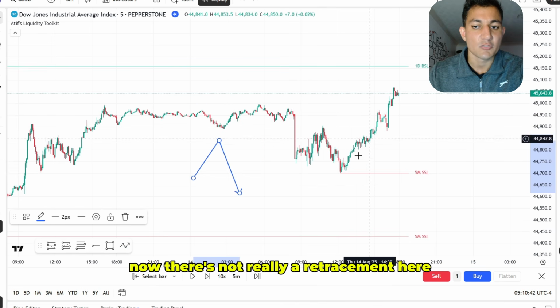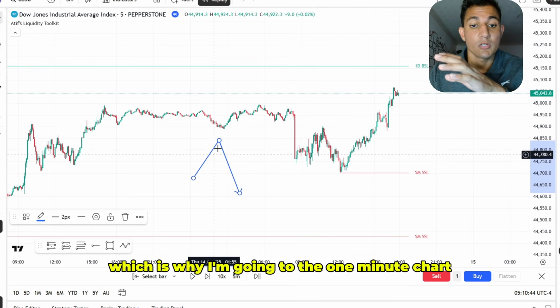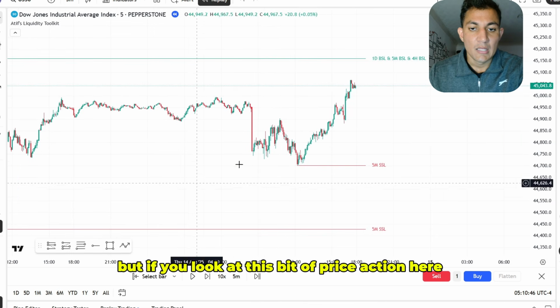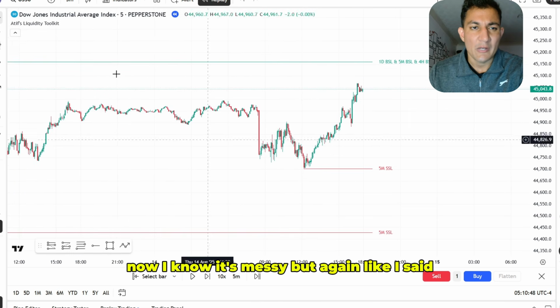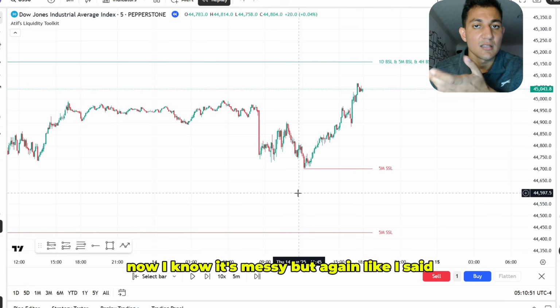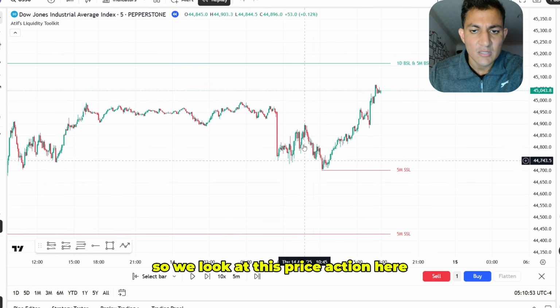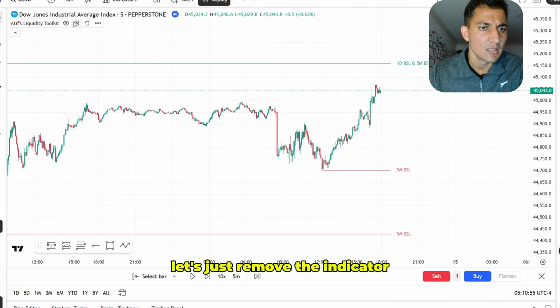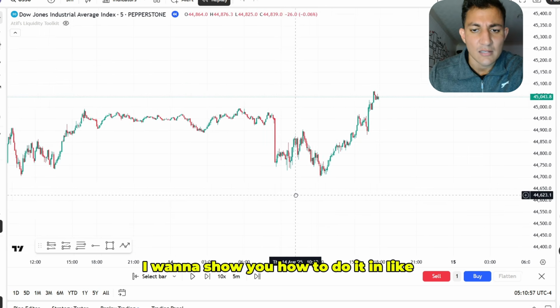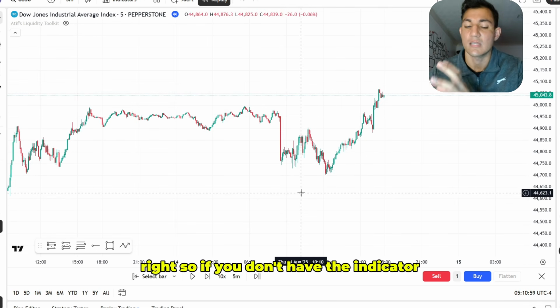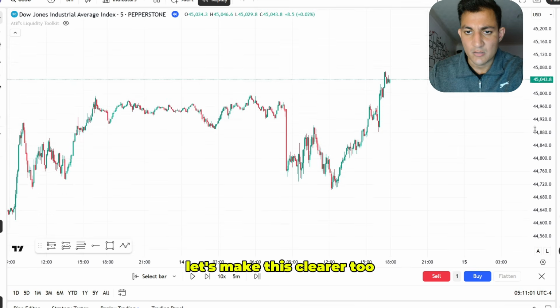Now, there's not really a retracement here, which is why I'm going to go into the 1 minute chart and show you it. If you look at this bit of price action here, now I know it's messy, but again, like I said, it's a difficult example. So if we look at this price action here, let's just remove the indicator and turn this off. I want to show you how to do it on just naked charts, right? So if you don't have the indicator, this is how you would do it. Let's make this clearer too.